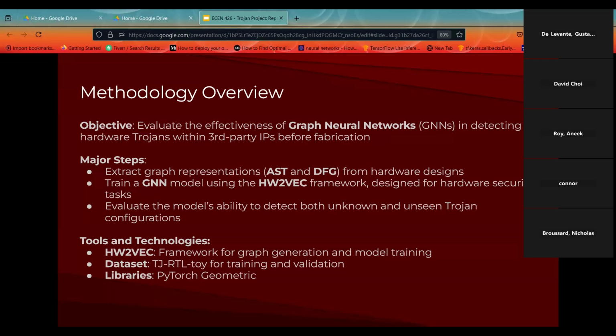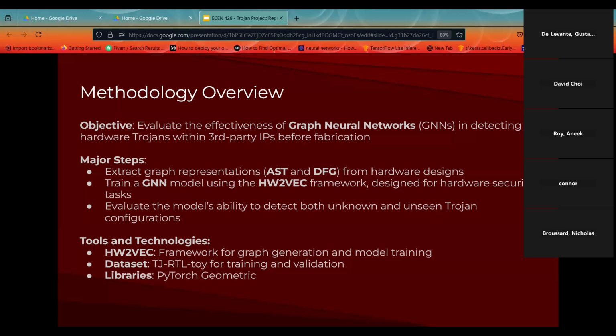The methodology involves three key steps: extracting graph representations from hardware designs. These include the abstract syntax tree, which represents the code structure, and the data flow graph, which models signal relationships. Next is training a GNN model using the HW2VEC framework. This framework is specifically designed for hardware security tasks, making it a perfect fit for our project. And the third step is evaluating the trained model's ability to detect both known and unseen Trojan configurations. This step ensures that the model generalizes well and can handle real-world scenarios.